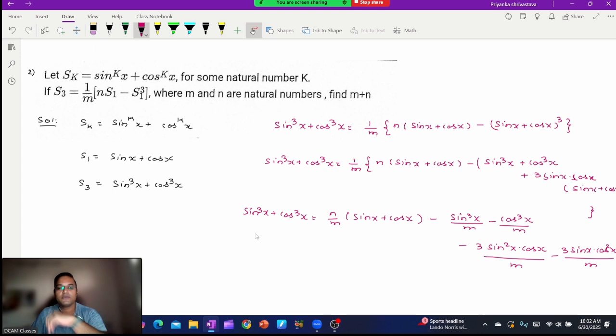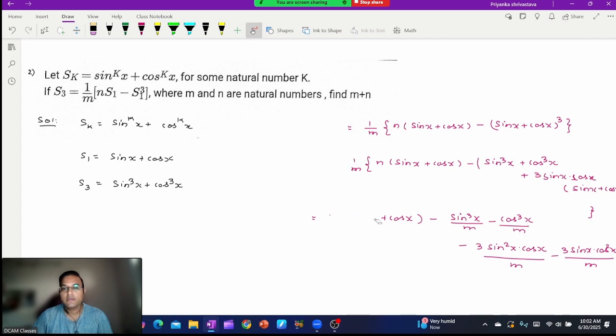It's becoming somewhat difficult. Then we'll try to do it in a different way, not by equating like this. We'll try to remove the sin x and cos x terms in this.